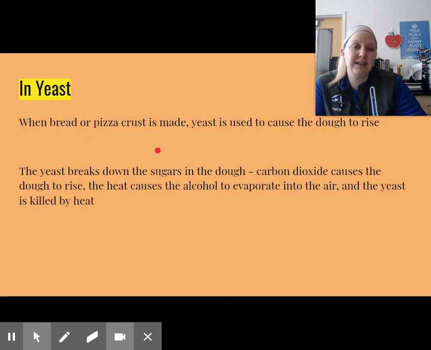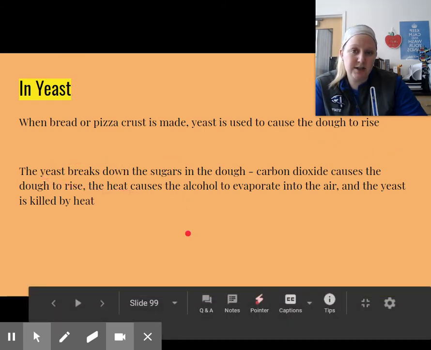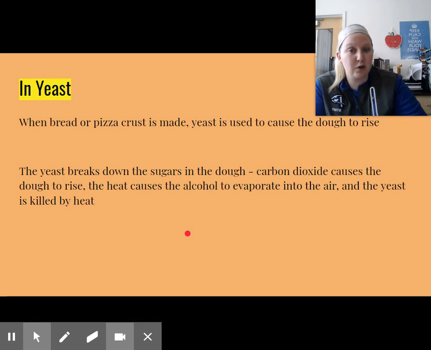This occurs in yeast whenever bread is made, pizza crust is made. That yeast uses alcoholic fermentation to cause the dough to rise. The yeast breaks down the sugars in the dough, which feeds first through glycolysis. Carbon dioxide causes the dough to rise. Heat kills off the alcohol and evaporates it into the air. And then the yeast gets killed by the heat as well, which allows us to have that nice and fluffy bread and dough that we love.